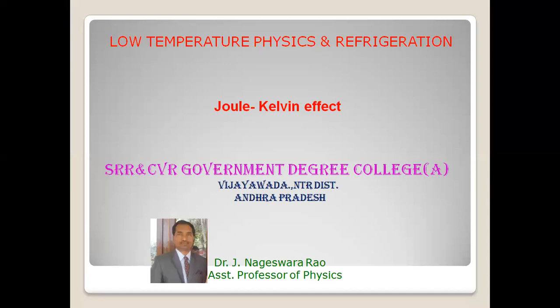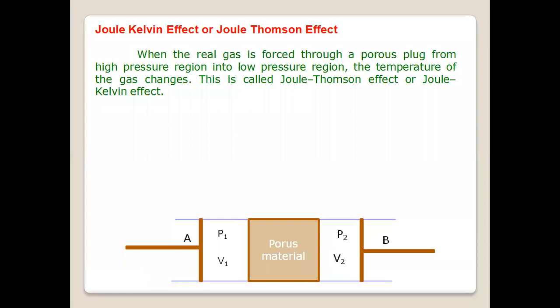This is also called the Joule-Thomson effect. According to Joule-Kelvin, when a real gas passes through a porous plug from a high pressure region into a low pressure region, its temperature changes. This was discovered by Joule and Thomson, so this is called the Joule-Thomson effect, or also the Joule-Kelvin effect.